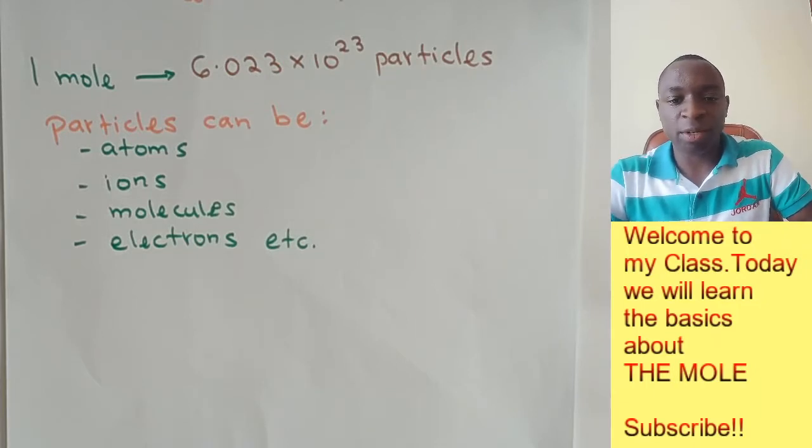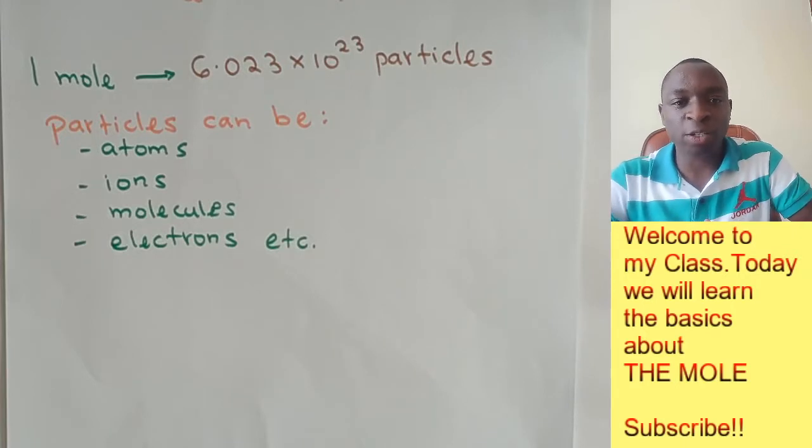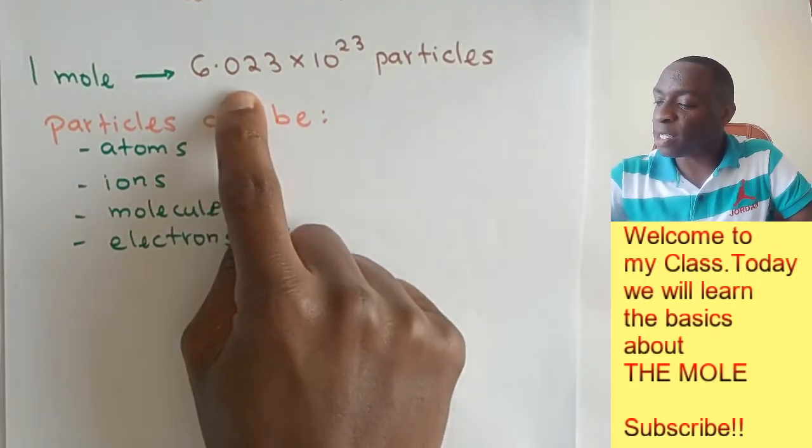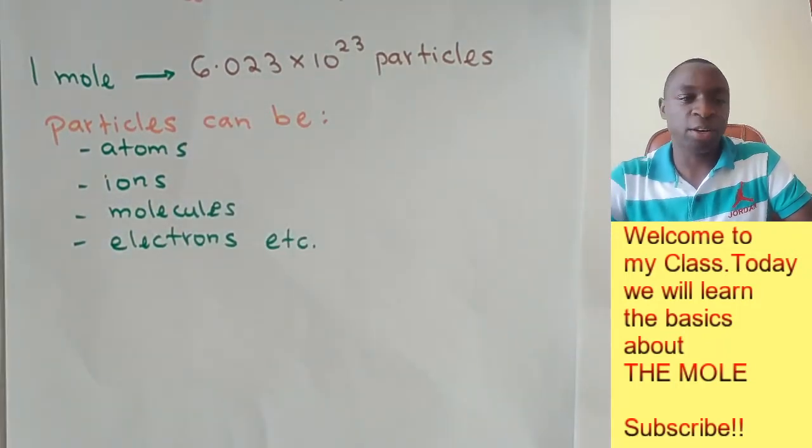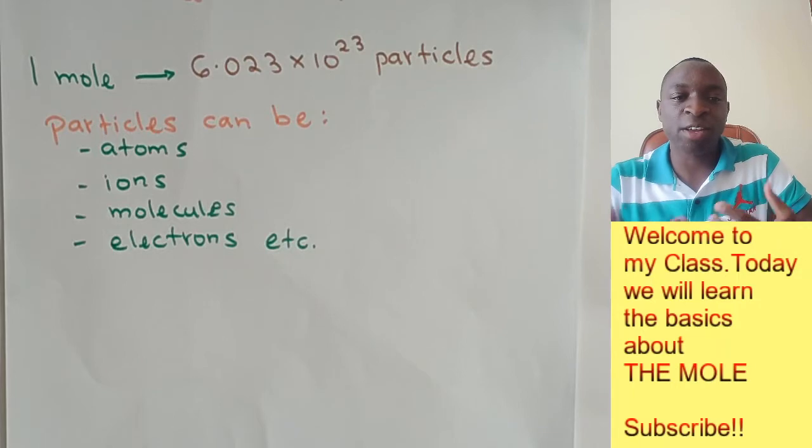Whenever you're dealing with chemistry, instead of saying a dozen atoms, we say a mole of atoms, which stands for 6.023 times 10 to the power 23 particles. That could be atoms, ions, molecules, electrons, etc.